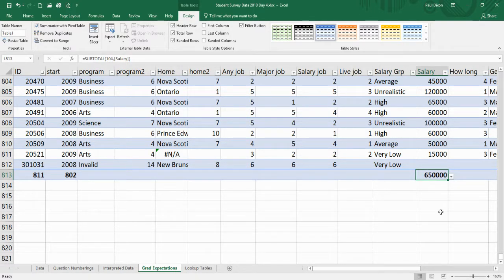$650,000. Massive amount. They probably meant $65,000. And so we've probably got some typographical errors in here, some recording errors in what people responded to in the survey. I probably have some data quality problems in this survey.